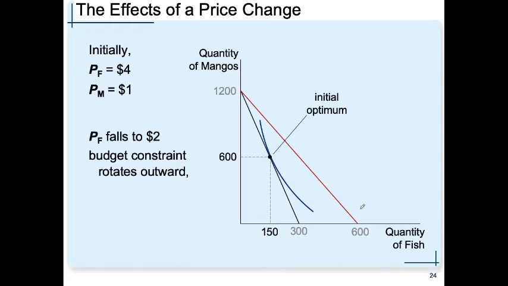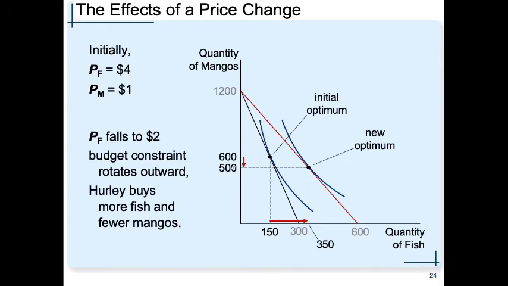Please remember that mango in this case is an inferior good. So what would happen is the quantity of fish would increase, but that of the mango would fall from 600 to 500. If this was a normal good, you'd probably be over here somewhere where you'd be consuming more fish and more mangoes. So when the price falls to $2, the budget constraint rotates outwards. Hurley buys more fish and fewer mangoes. I hope you understand this.